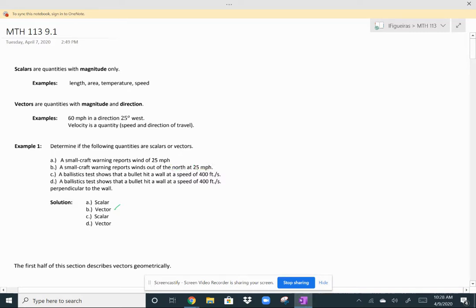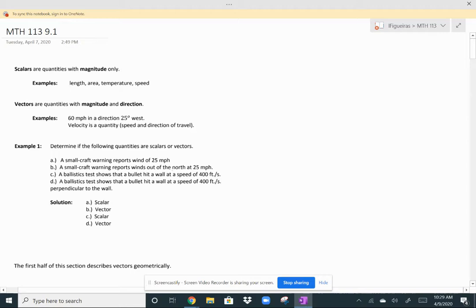Part C says a ballistic test shows that a bullet hit a wall at a speed of 400 feet per second. So again, that's just how fast the bullet is traveling. That's just a scalar. And part D says a ballistic test shows that a bullet hit a wall at a speed of 400 feet per second, perpendicular to the wall. Well, that's telling you the exact direction that the bullet was coming from when it hit the wall. So it has both a magnitude and a direction, and therefore D is a vector.